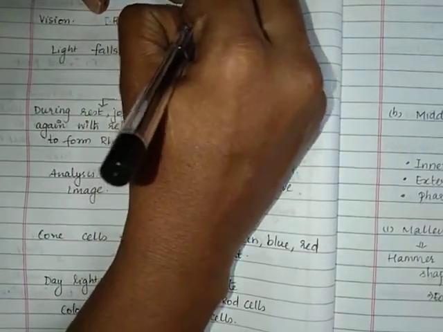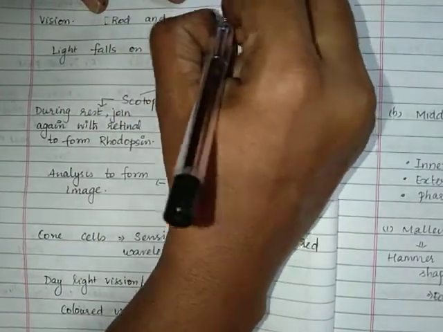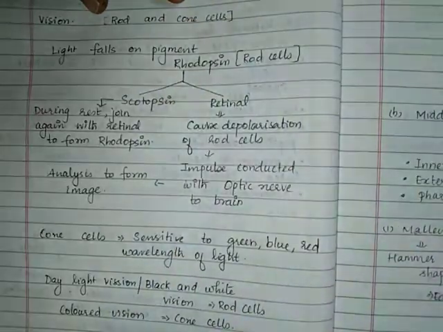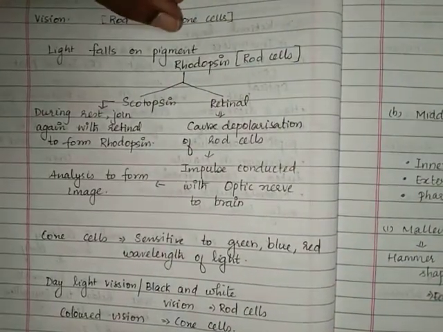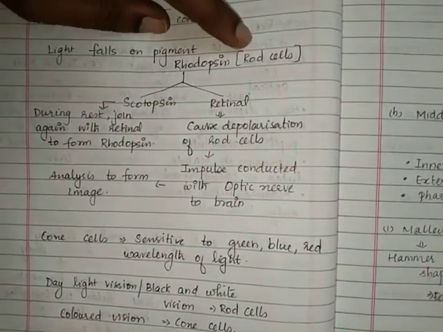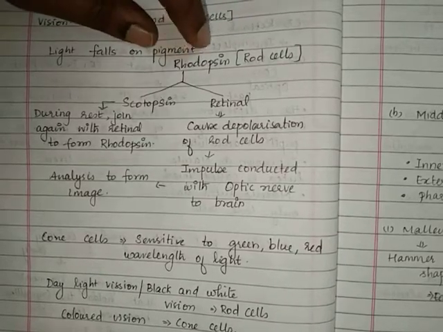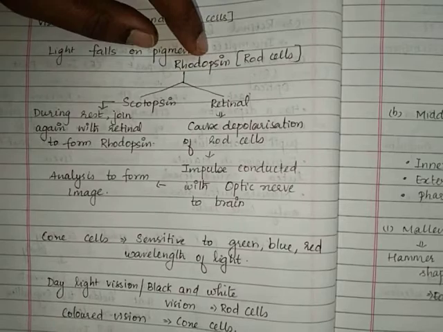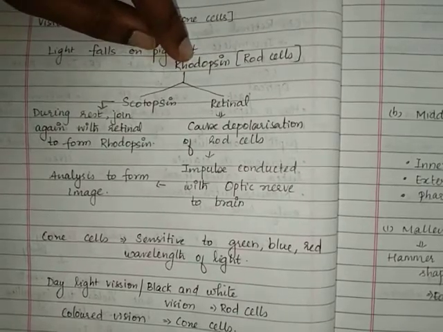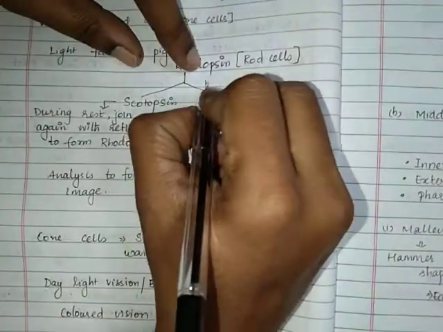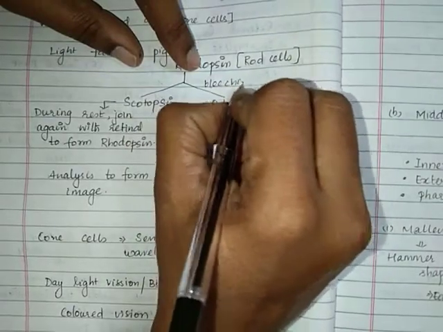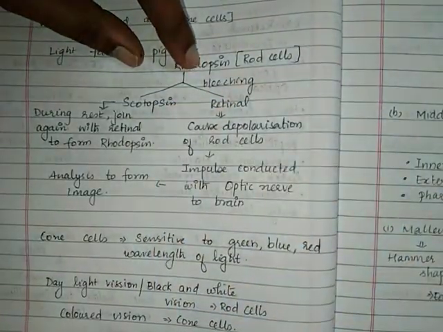In the rod cells and cone cells there are special pigments which help in giving vision. The first one, the pigment in rod cells, is rhodopsin. This rhodopsin is generally called an opsin pigment. Once light falls on the rhodopsin pigment, it undergoes a process called bleaching. Bleaching means it actually breaks down into two different substances.